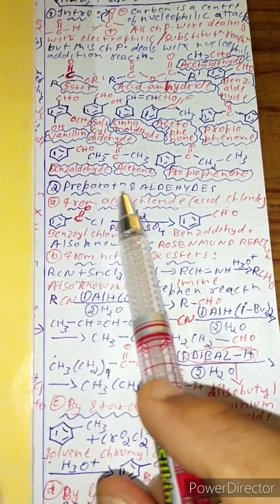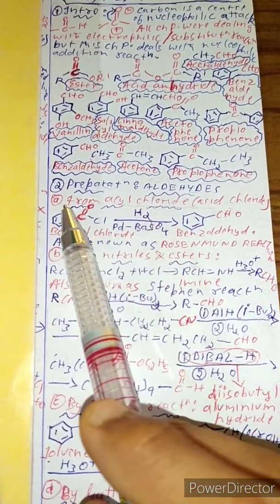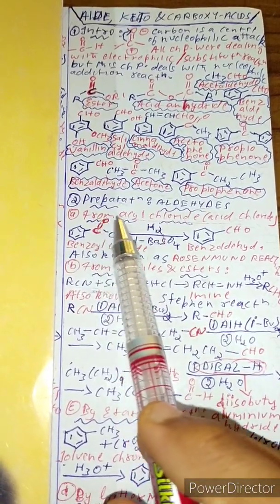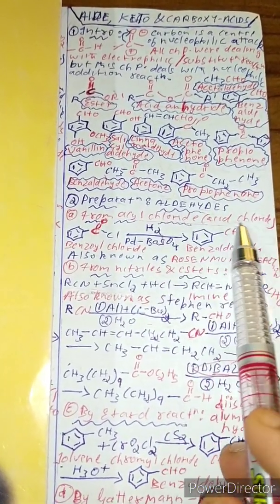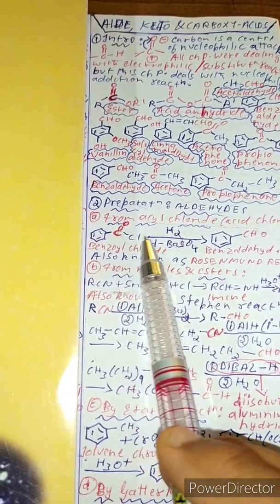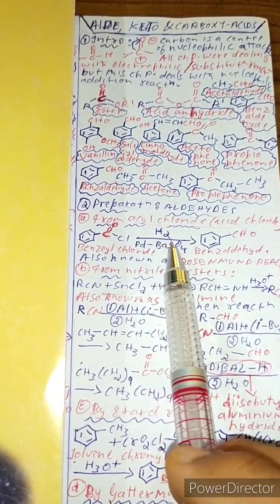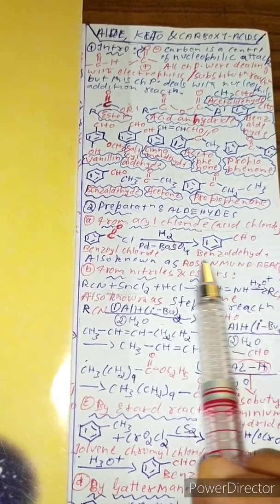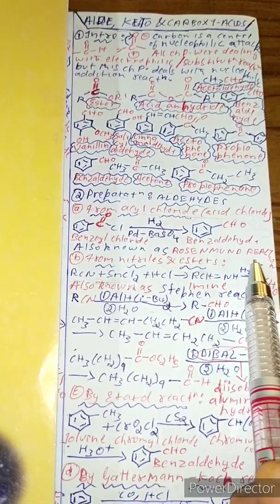The next topic is preparation of aldehydes. First of all, how do you prepare aldehydes? The first method is from acyl chloride or acid chloride. When benzoyl chloride, this is the structure of benzoyl chloride, reacts in the presence of H2 and palladium on barium sulfate catalyst, it forms benzaldehyde, and this is called the Rosenmund reaction.